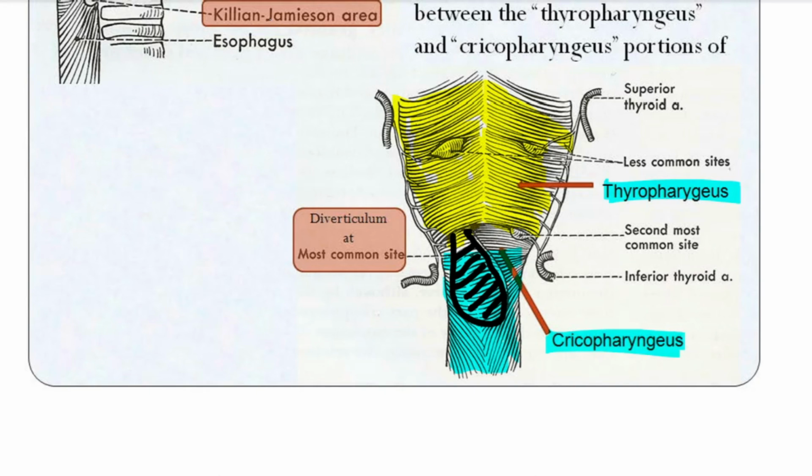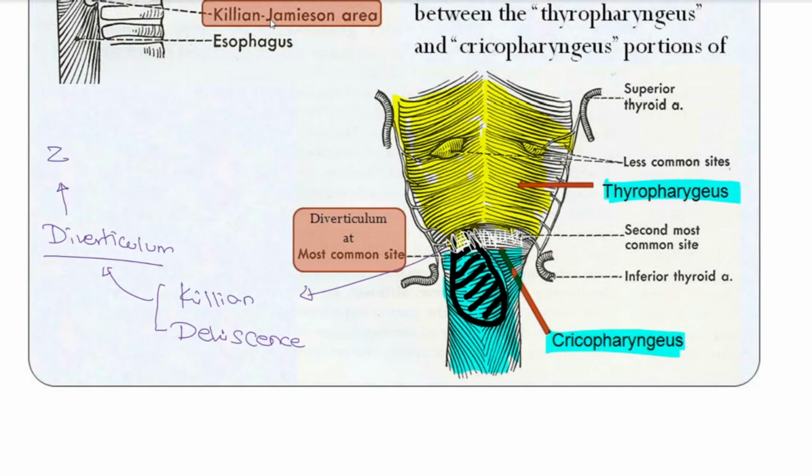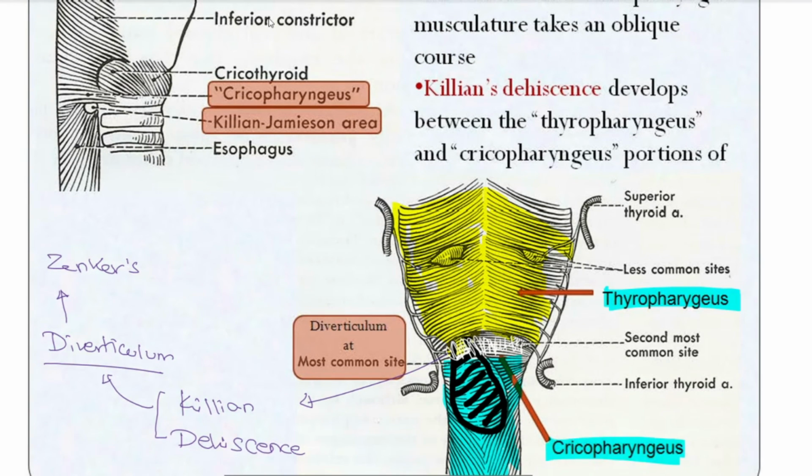Now, the space which is present between the thyropharyngeus and the cricopharyngeus, here highlighted in white color, is referred to as the Killian's dehiscence. So, the space present between the cricopharyngeus and the thyropharyngeus is referred to as the Killian's dehiscence, and since it is a weak area and an open area, it has high chances of developing a diverticulum, and this diverticulum we refer to as the Zenker's diverticulum. So it is the most common site of the formation of the diverticulum.